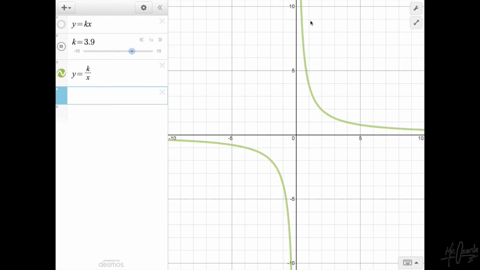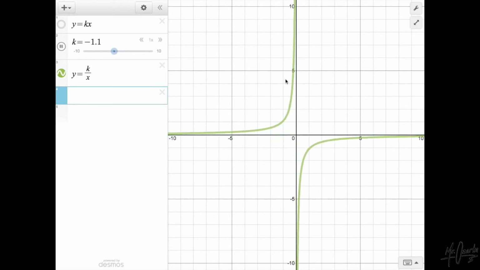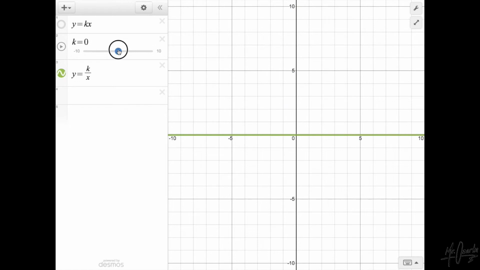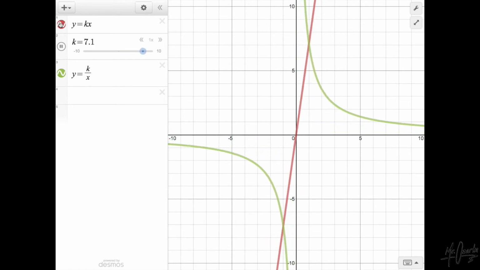This one forms these curved lines on either side. And as you can see, if I put k to 0 as well, you end up with just a straight horizontal line on the x-axis. This would not be considered inverse variation, so k cannot be equal to 0 here either. So you have this set of curved lines for the inverse variation versus y equals kx for the direct variation, which is just a straight line that looks like this.